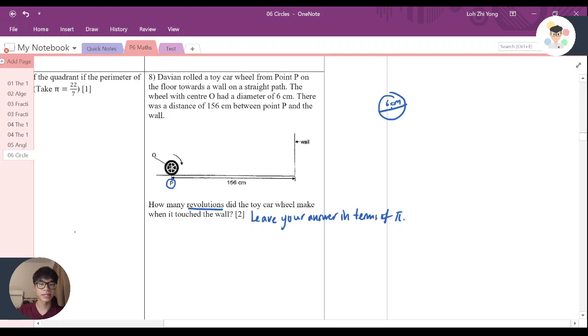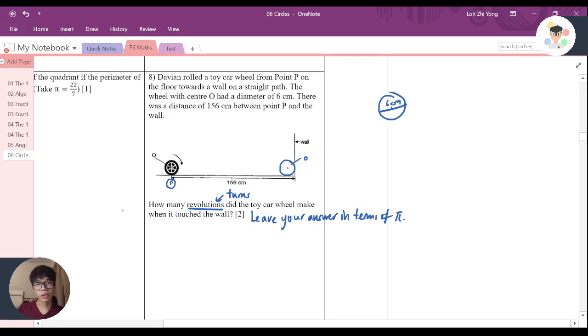Again, the first thing you need to understand is the meaning of revolution. Revolution basically means how many times it turns. And I know that it reaches this wall, which means the wheel must be something like this. Then this is point O. Again, the center is O and the diameter is 6 cm.